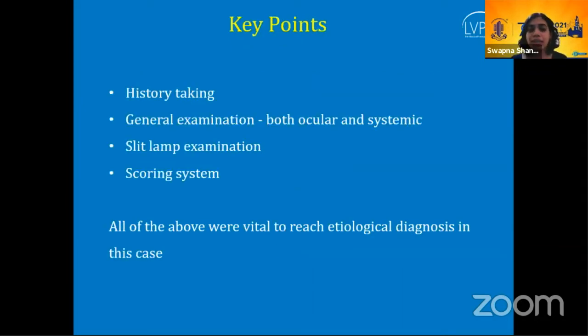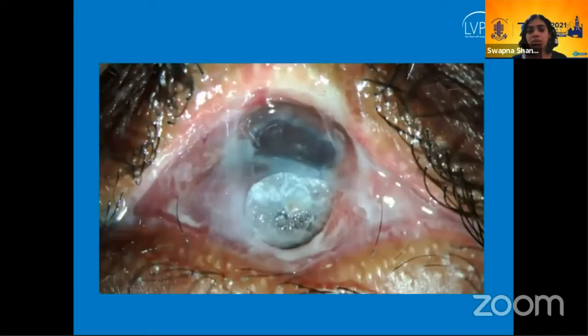So again, history taking, general examination, slit lamp examination, and scoring systems are all very vital to reach an etiological diagnosis. This was a case where somebody... Sorry to interrupt, doctor. Yeah, I'll be just finishing. We are running very short of time.